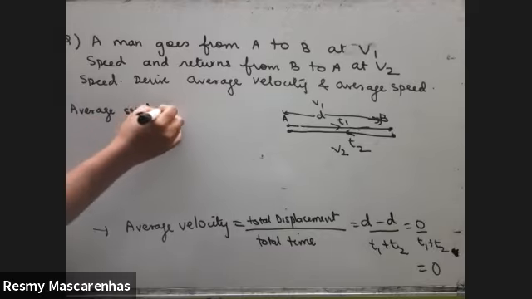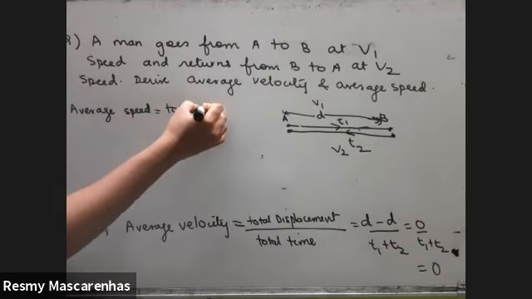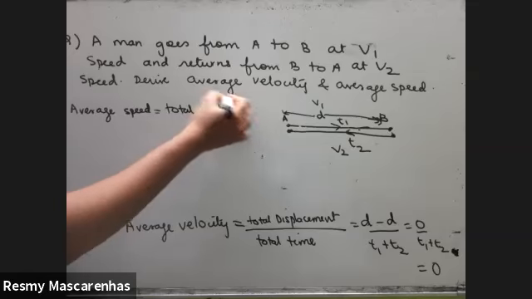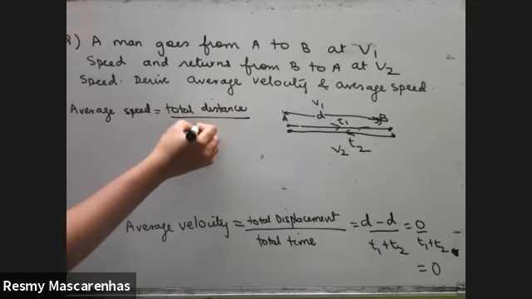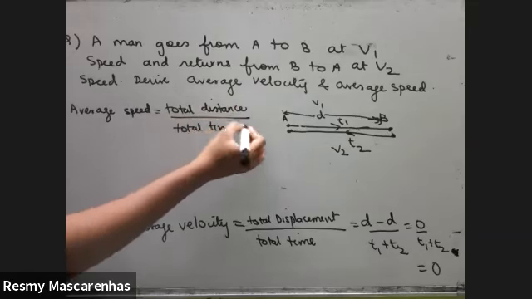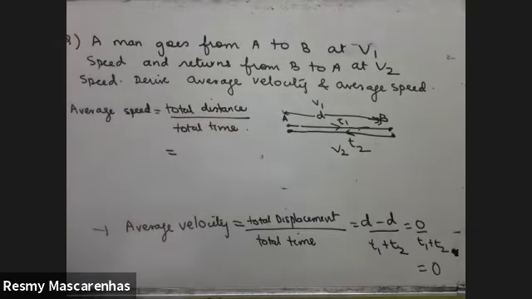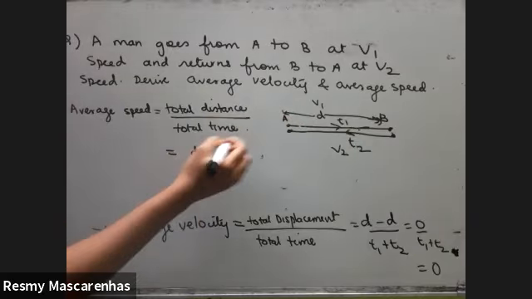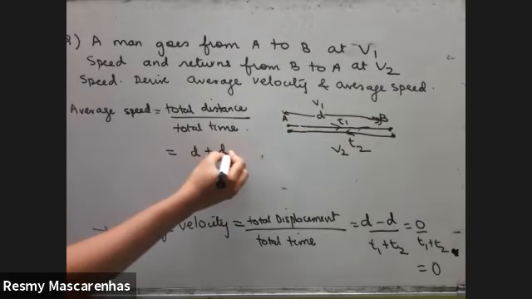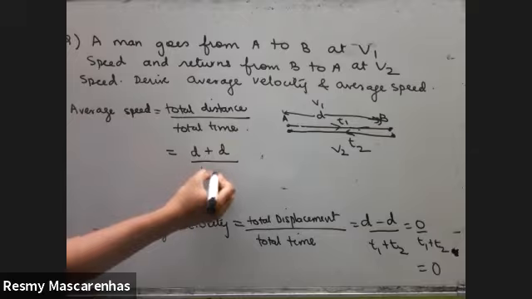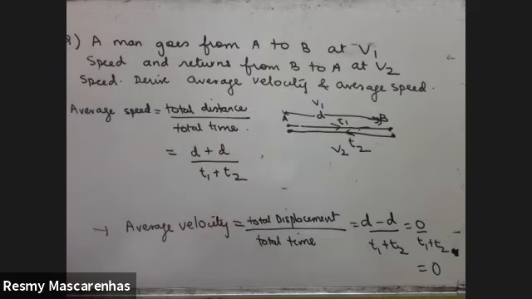So average speed is nothing but total distance upon total time. This formula I have to know. Total distance will be how much? From here to here I'm going d and then coming back, so 2d, upon total time. Okay, this is in terms of the normal formula.